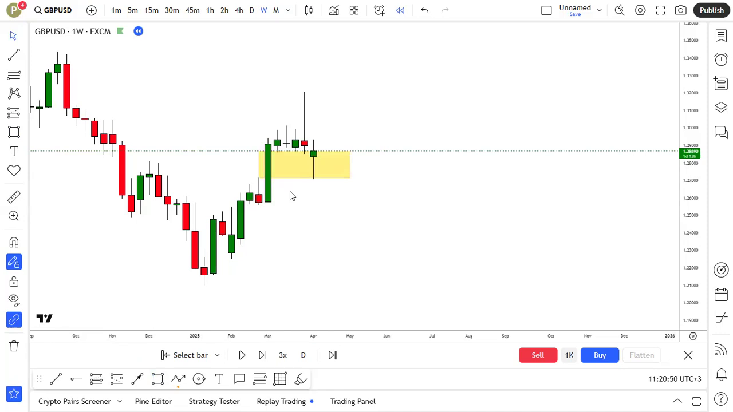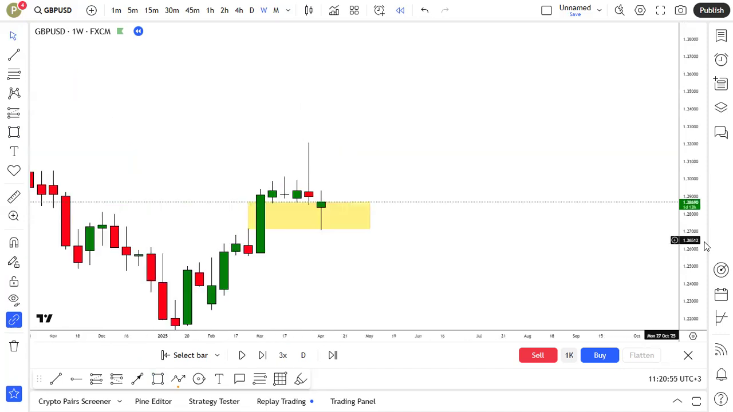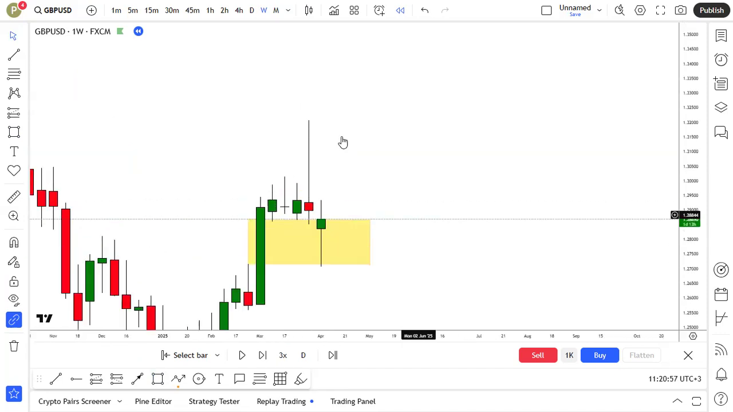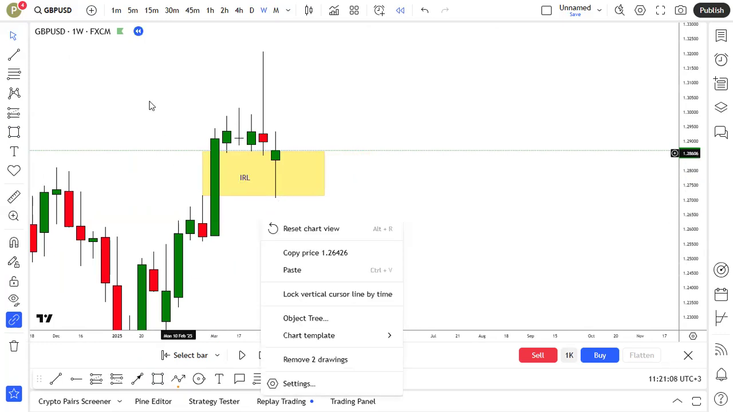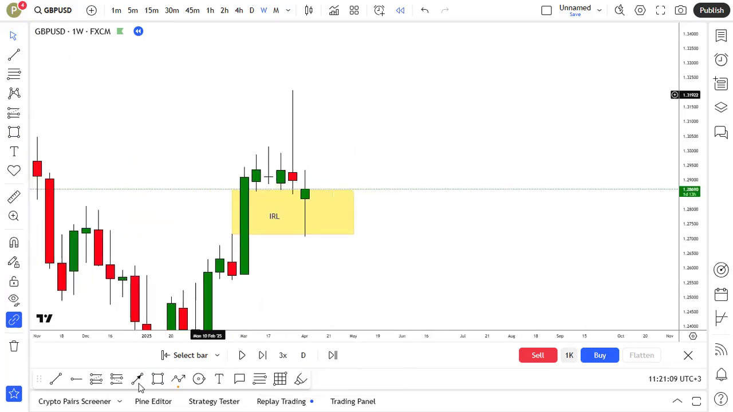If we have this weekly fair value gap, this is also an indication, right? This is an internal range liquidity. Price just reversed into this internal range liquidity, and we know price is coming from sweeping this high here, which was the external range liquidity.